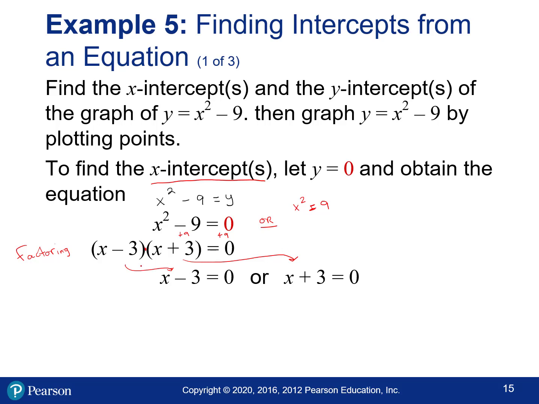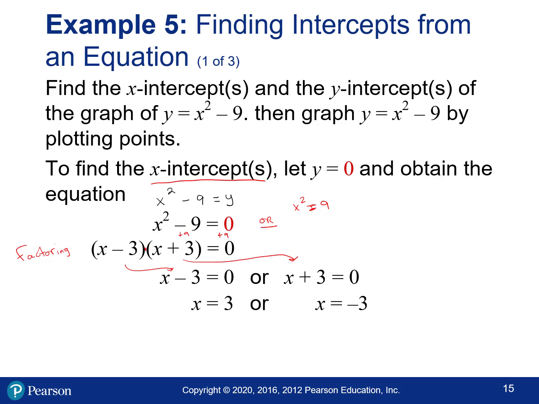And that's from what's called the zero product property. So once you factor, you go directly into this next step where you say the first factor equals 0 or the second factor equals 0. And so in our case, x is 3 or negative 3.